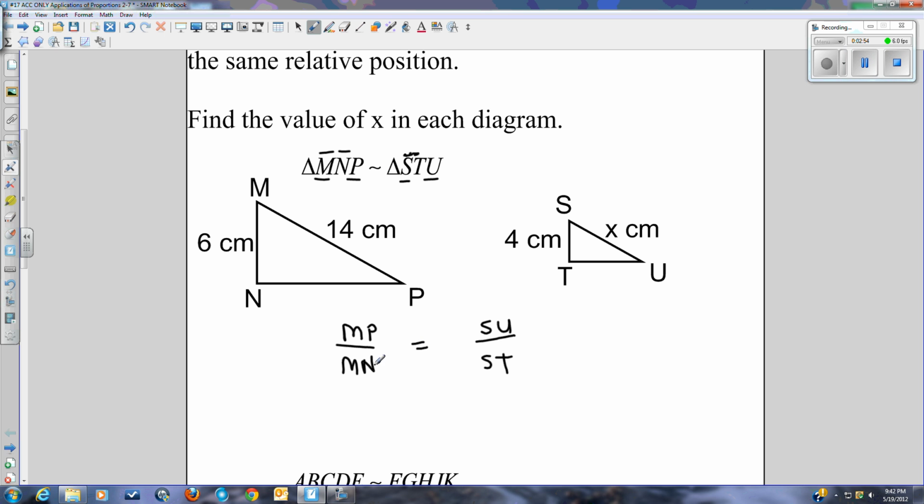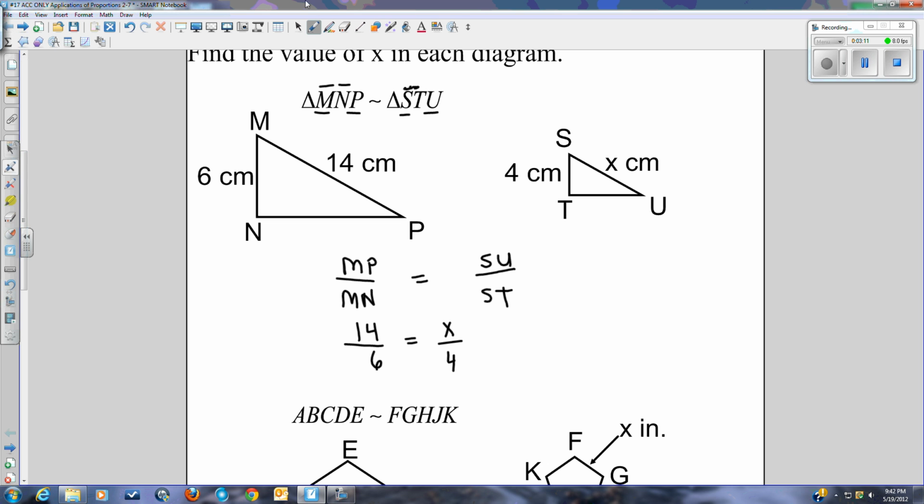Now, all we're going to do is plug in the numbers. So MP is 14, MN is 6, SU is X, we don't know what it is, and ST is 4. Now you have a proportion to solve. So let's go ahead and do that.